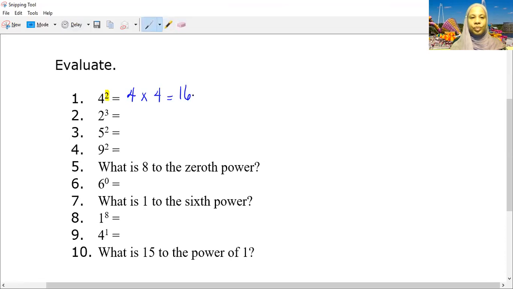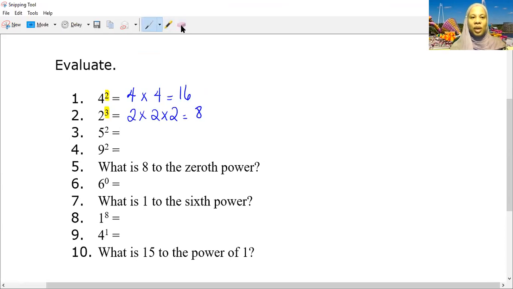That's the first one. The second one, you have 2 to the third power, or it's also called 2 cubed. Okay, remember the small number, which is the exponent. That's how many times you're supposed to multiply that number times itself. Okay, so you have 2 cubed, which is 2 to the third power, which is 2 times 2 times 2, which is 8 and not 6. We multiply. 2 times 2 is 4, and 4 times 2 is 8.